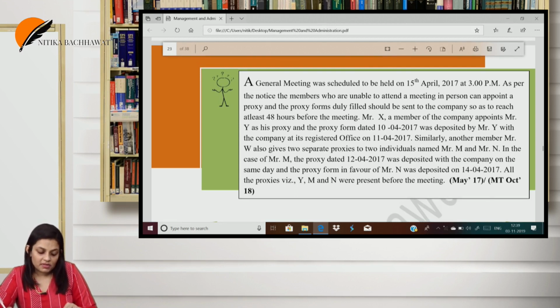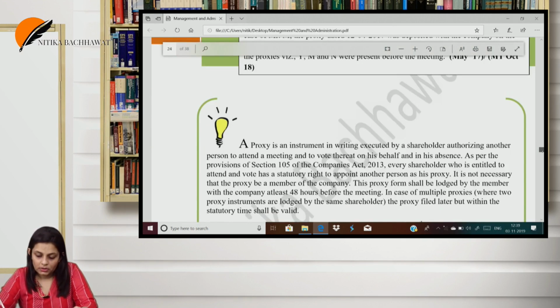Similarly, another member, Mr. W, also gives 2 separate proxies to 2 individuals, named Mr. M and N. In the case of Mr. M, the proxy dated 12 was deposited with the company on the same day, and the proxy form in favor of N was deposited on 14. All proxies Y, M and N were present at the meeting.